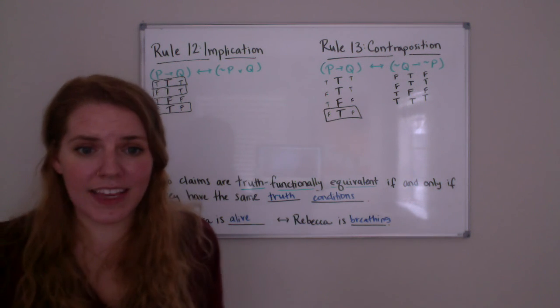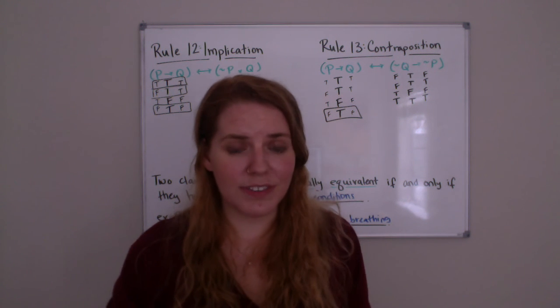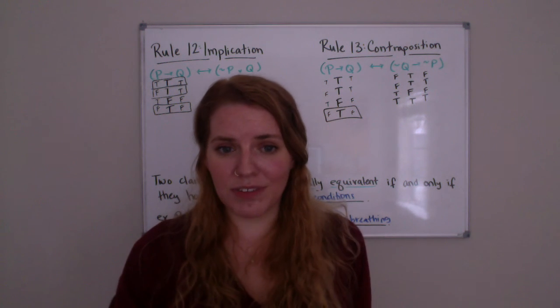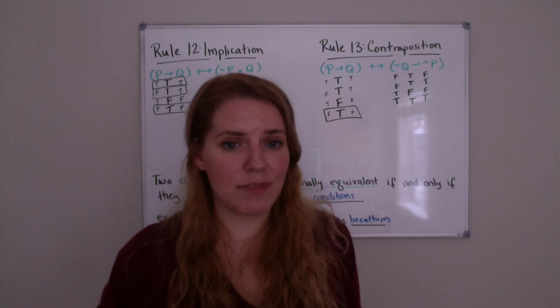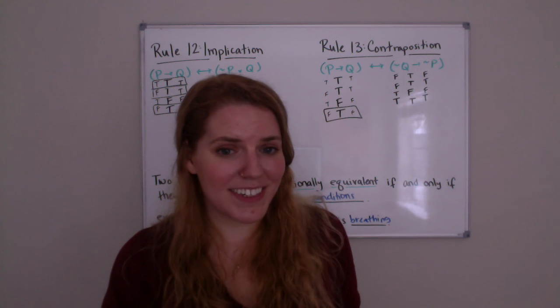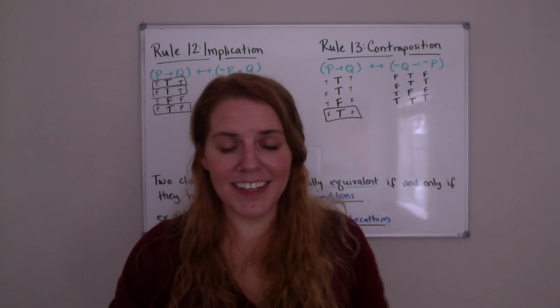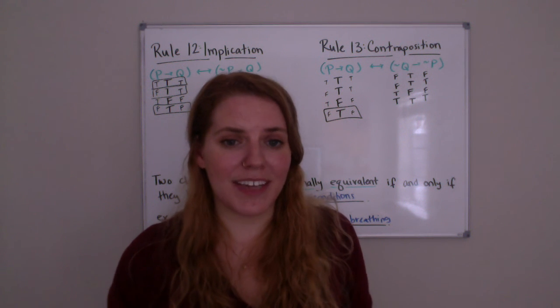Okay, so hopefully that helps make sense of these two a little bit more and of truth functional equivalence. Two claims are truth functionally equivalent if and only if they have the same truth conditions. So the next rules of deduction and the last rules of deduction that we're going to have a video on are De Morgan's Laws, Rule 14. So make sure that you have your notes out and your book out for De Morgan's Laws.